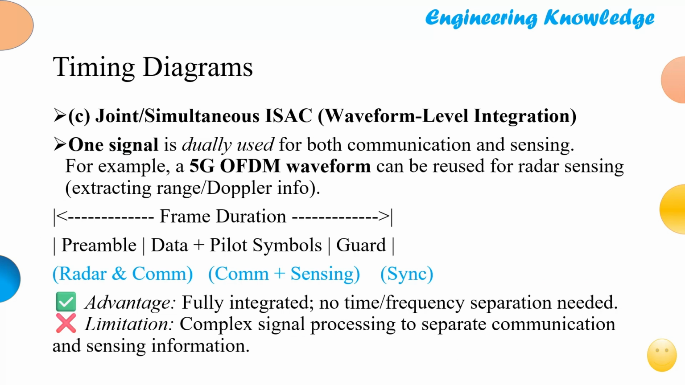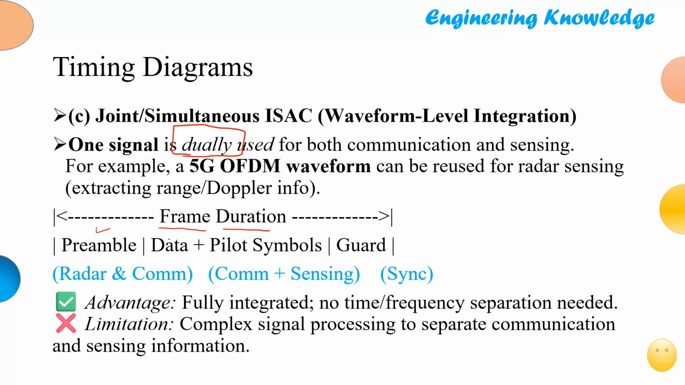What happens in this case is that there is only one signal. That signal is dually used, for communication and sensing at the same time, like the 5G OFDM waveform. There is a frame duration. We cannot go into detail in this lecture, but here is a slide of it. The frame will have a preamble to say that the frame has started. In every frame, there are some preamble bits to suggest that at this moment the frame is getting started.